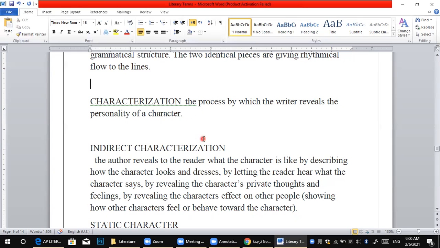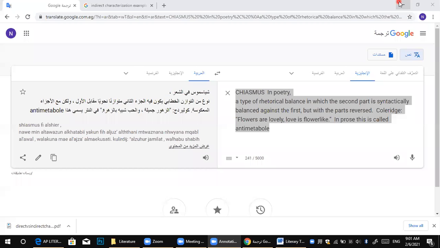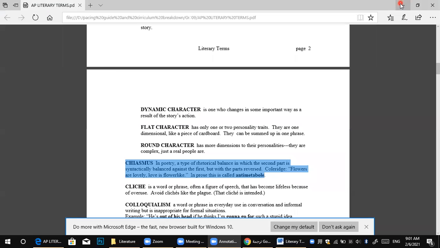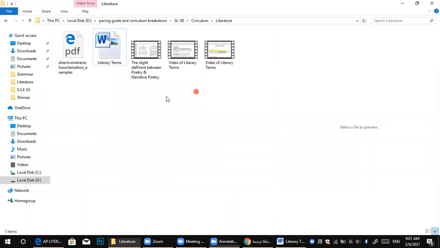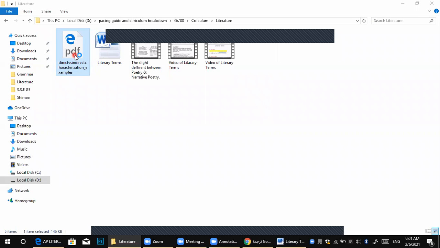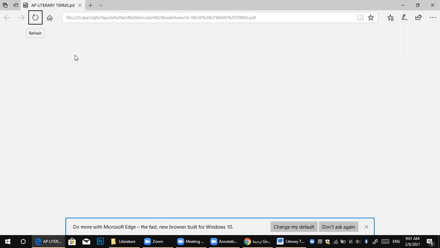So firstly, let's look at this file. Okay, just a minute. That's it. This is a PDF that shows the characterization and kinds of characterization.